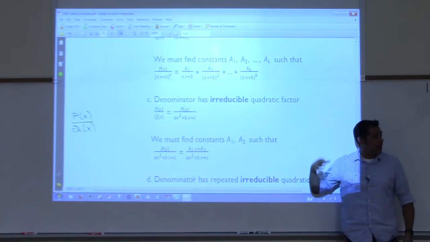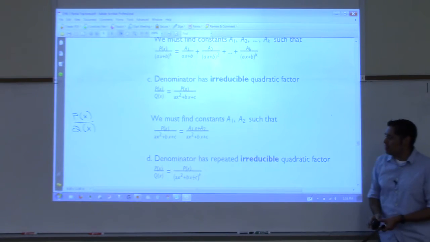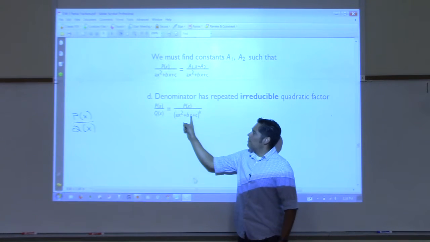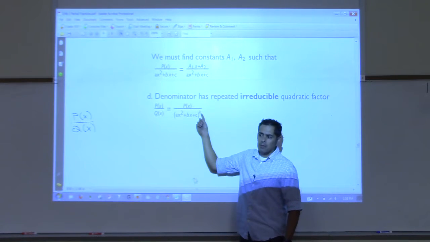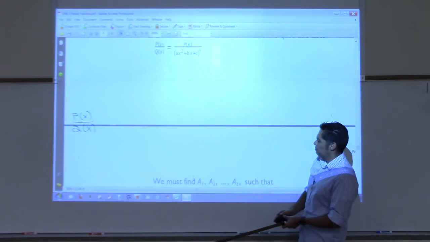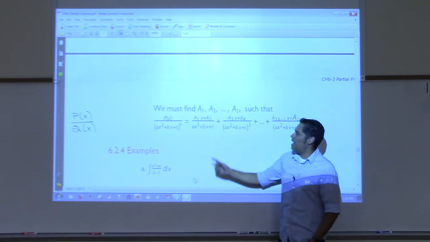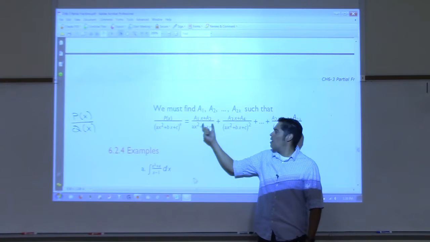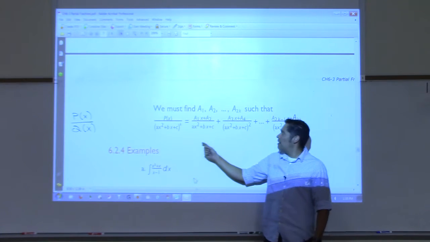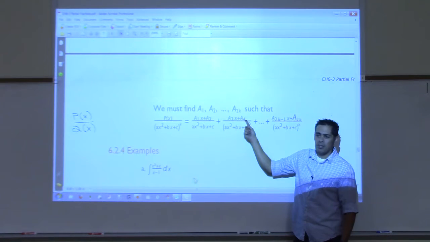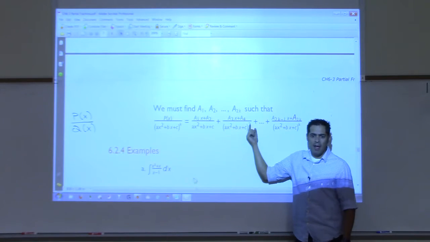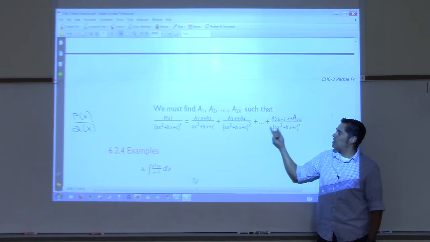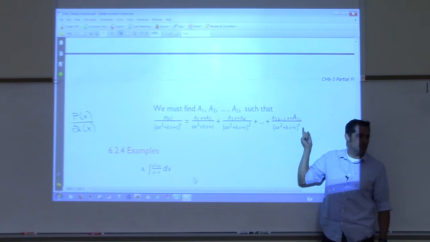And start bringing up the powers, just like we did with the other ones. Exactly. So let's say we have an irreducible quadratic to the kth power. Then what we would do is put a linear expression on top, like ax plus b, over the quadratic, then a different linear expression over the quadratic squared, and then a different linear expression over the quadratic cubed until we get up to that power k.